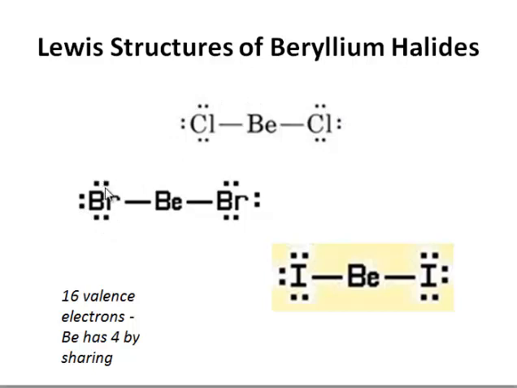Bromine has the same number of valence electrons as chlorine, so when bromine is the outer atom, the same situation exists. 3 pairs on the bromine. In each, beryllium has only 4 electrons through sharing, and likewise the same is true for beryllium iodide. Each one of these molecules has only 16 valence electrons, and beryllium has 4 by sharing. By the way, these 3 molecules are an example of a series of molecules that are isovalent. They all have the same number of valence electrons, and you can see that the Lewis structures are very similar.